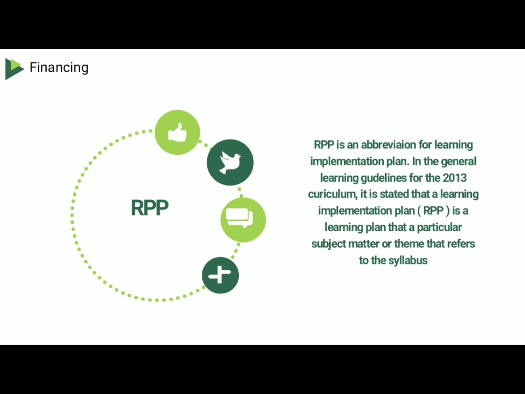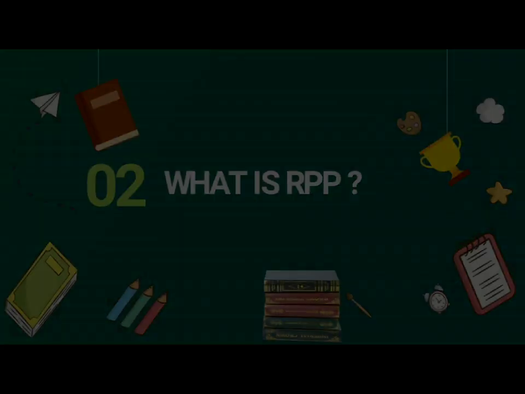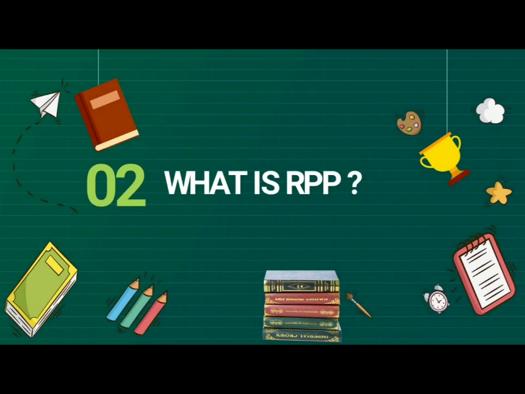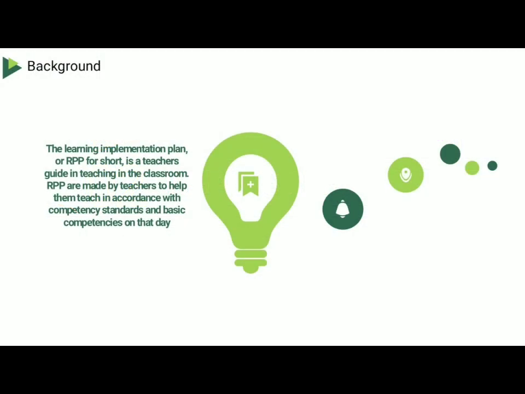A Learning Implementation Plan, or RPP, is an important document that contains an overview of how learning will be carried out during one meeting, one semester, or more. This lesson plan is usually prepared by the teacher before starting learning activity at school. It is prepared directly by the subject teacher before starting teaching and learning activity.